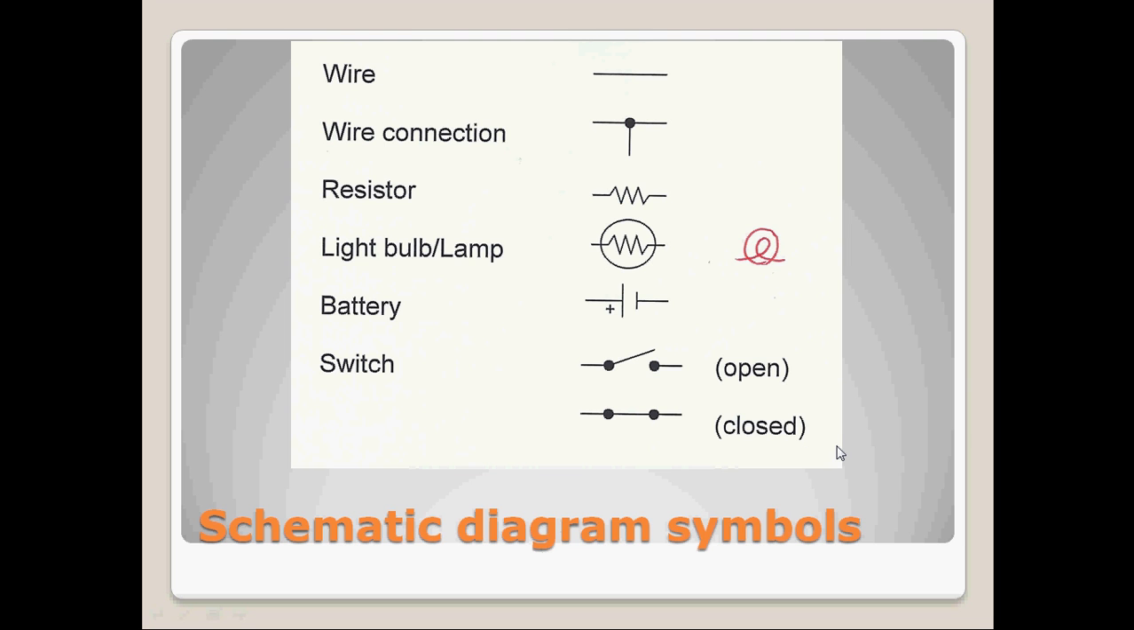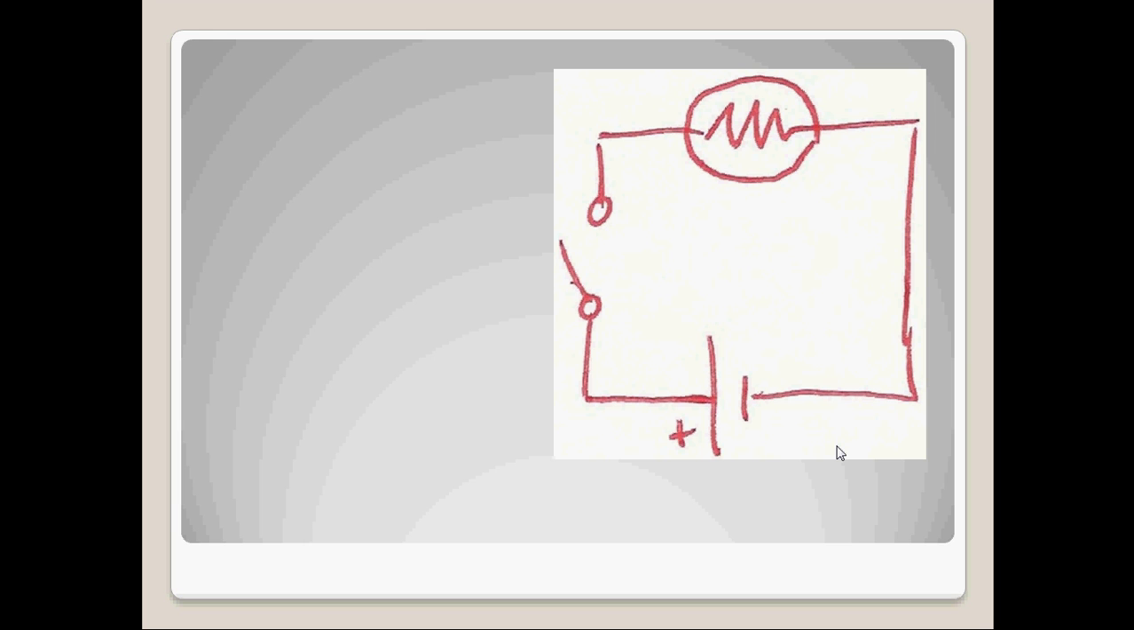Alright, so let's practice translating back and forth between a schematic diagram and an actual circuit. Okay, so here's our first schematic diagram to look at. Take a moment, look at all the different elements present in there.